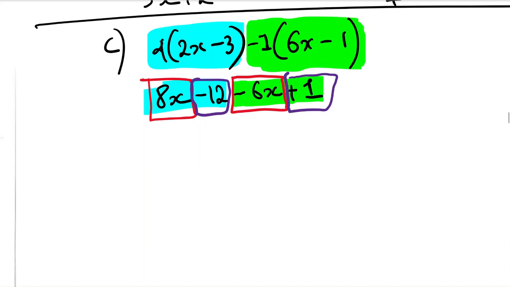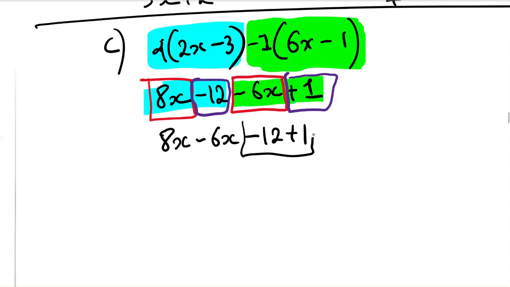Now, let me rewrite it so we can get them all together. So all the reds, I'm going to put them together. 8x minus 6x minus 12 plus 1. Then from there, you can see we can combine these. I've just made it simpler. 8x minus 6x is the easy one. What's that? 2x.